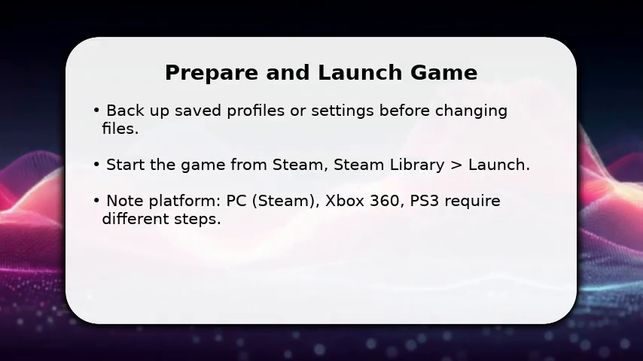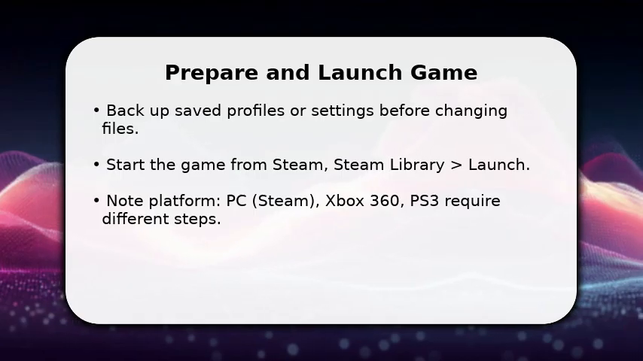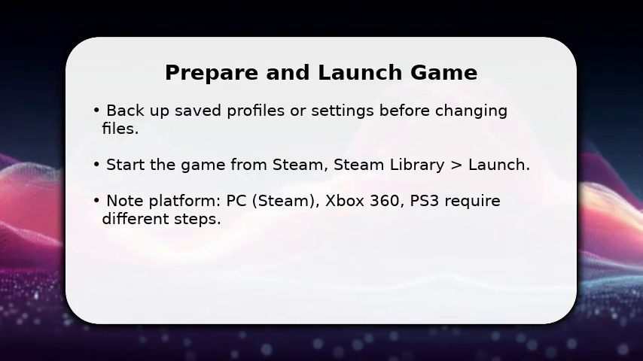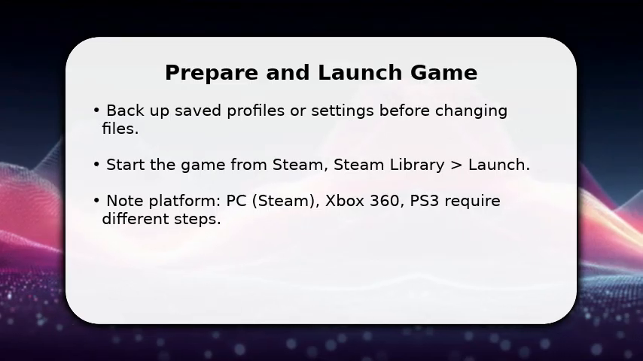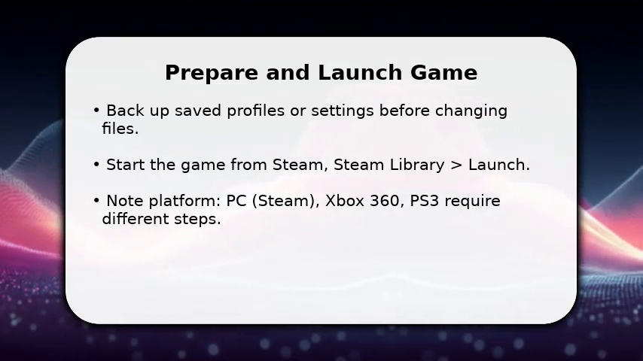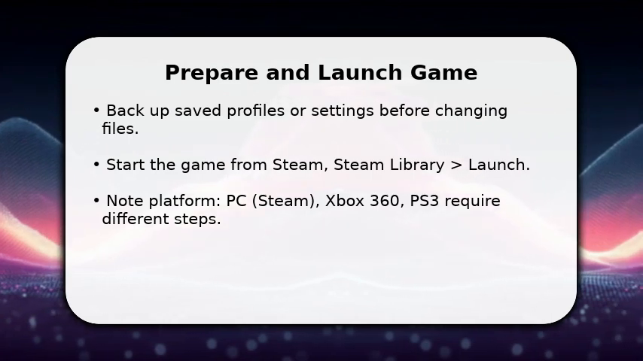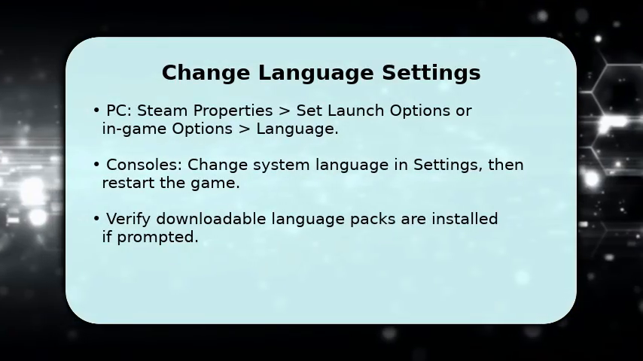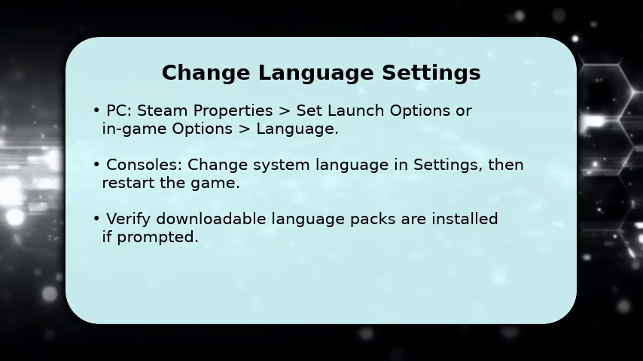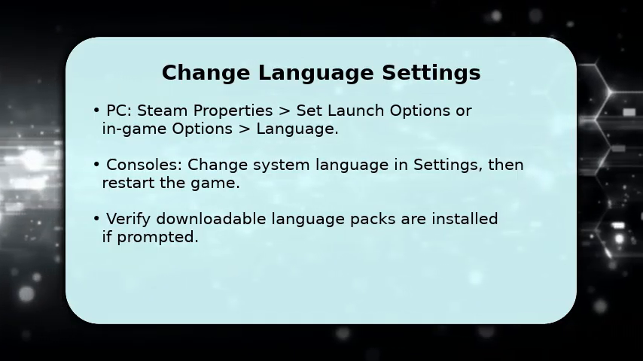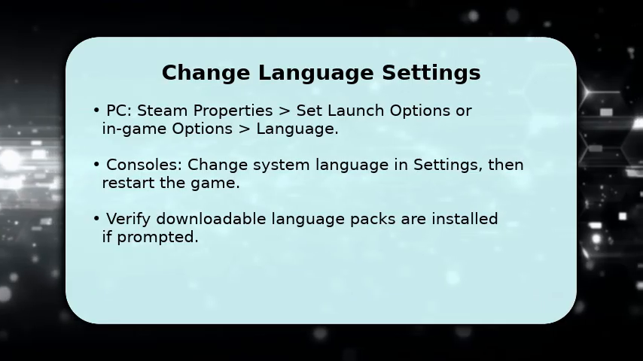You do this because the game will reload assets when the language changes. Confirming the platform and save state saves time and avoids rework later. Now adjust the language using the method for your platform. On PC, either change the in-game options language or right-click the game in Steam, Properties, and use launch options to force a locale. Restart the game after changing.